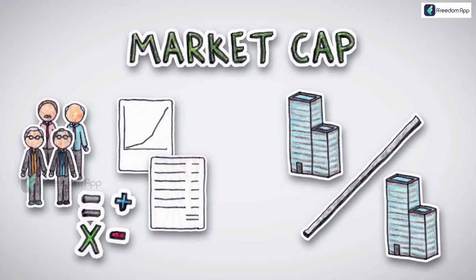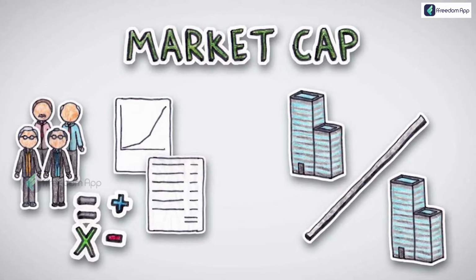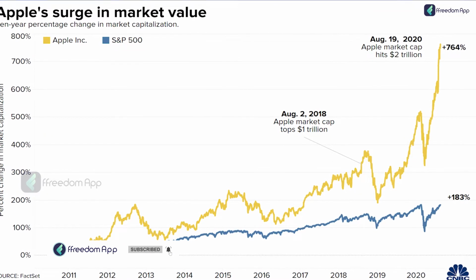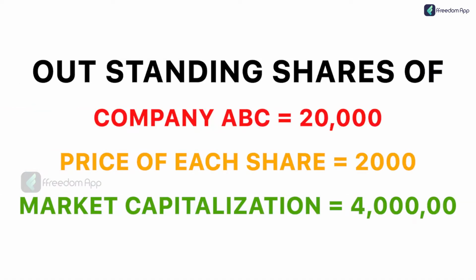Market capitalization is calculated with this formula: number of outstanding shares of a company multiplied by the price of one share at that moment. So let us assume company ABC has outstanding shares of 20,000 and the price of each share at that moment is 2,000. So the market capitalization of company ABC is rupees 4 lakh. That's it. So this is market capitalization.